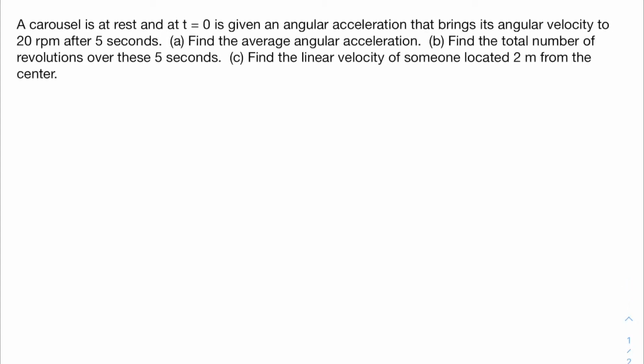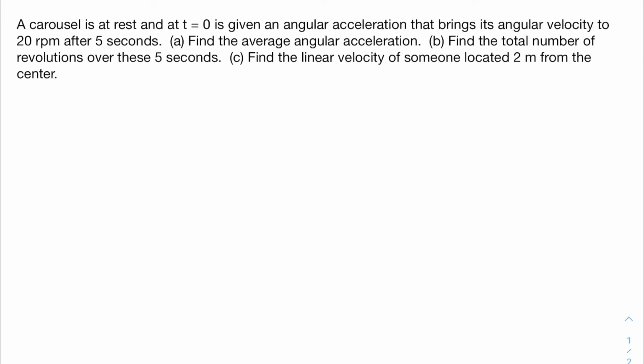Let's now look at the following problem. A carousel is at rest, and at t equals 0, it's given an angular acceleration that brings its angular velocity to 20 revolutions per minute after 5 seconds. You're asked to find three things. First, the average angular acceleration, then the total number of revolutions over these 5 seconds, and last, the linear velocity of a person located 2 meters from the center of the carousel.